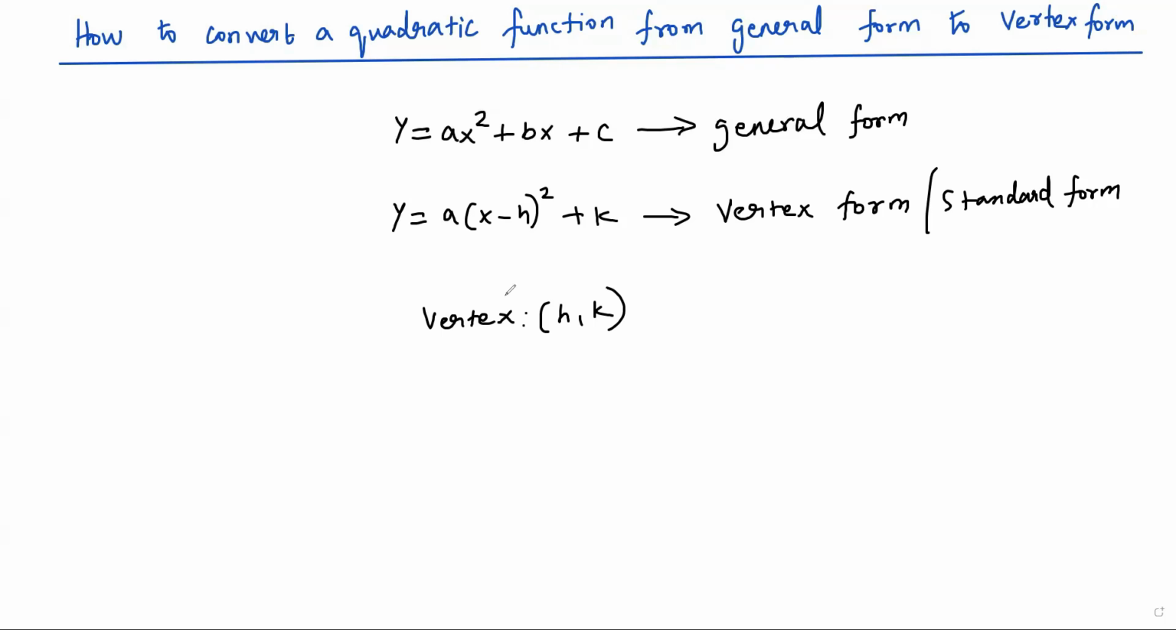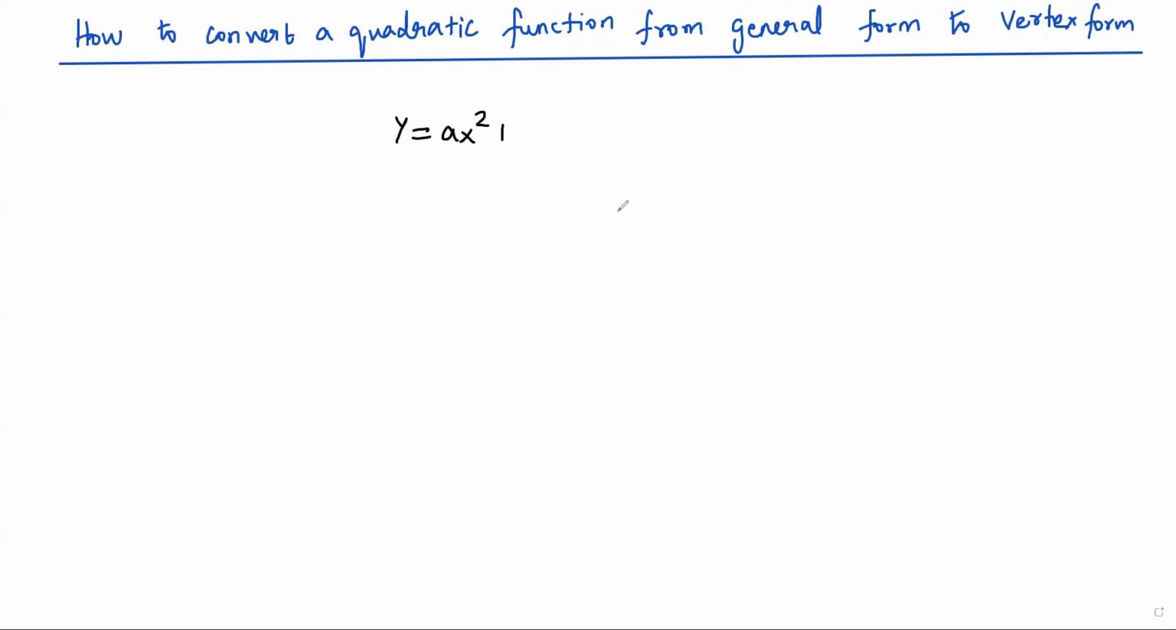Here we are going to see how we can convert a quadratic function from general form to vertex form. Let's see that with an example. Consider the quadratic function in general form, that is y = x² + 6x + 7. Here we have a quadratic function in general form, and I just want to convert this one to vertex form.